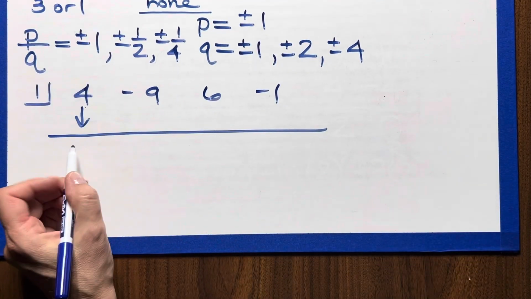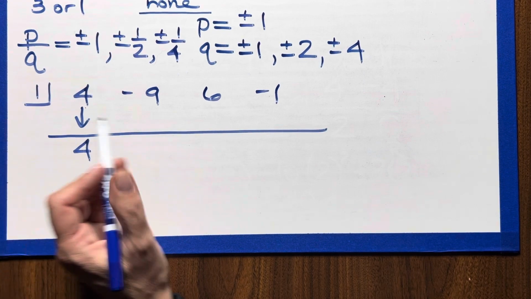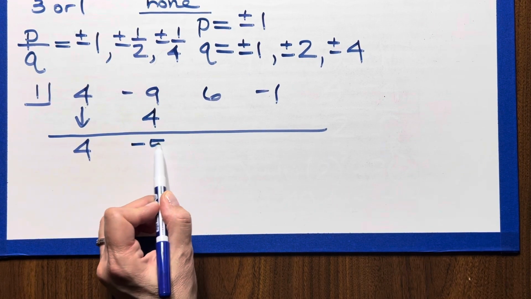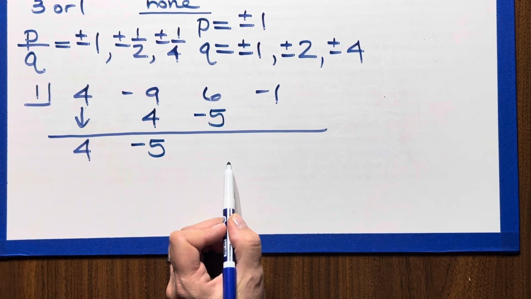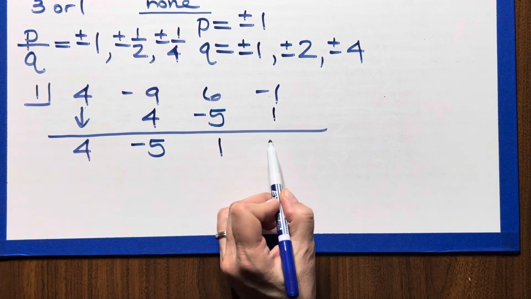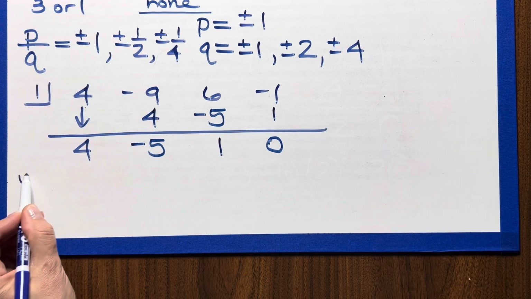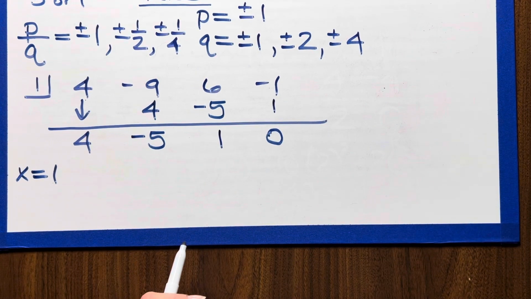So in order to do that, we drop down the 4 and multiply each of these by what the number is in the box, in this case, the 1. So 4 times 1 is 4. I'm going to add going down, so I get negative 5. Multiply that again by 1, I get negative 5. Add them down, I have a 1. Last time to multiply is a positive 1, and I get a 0. This is what I want, because what that tells me is that x equals 1 is a factor of my polynomial function. So I have found 1 out of potentially maybe 3 positive roots.